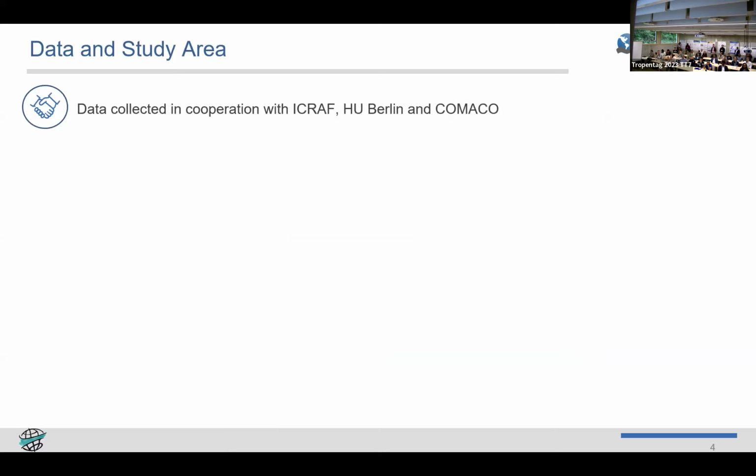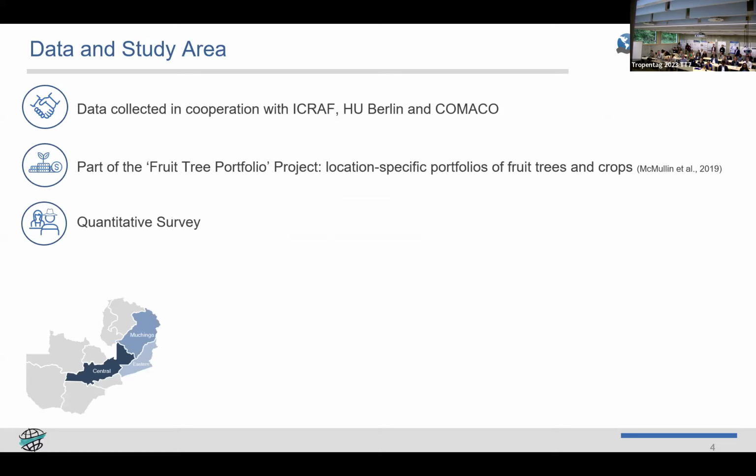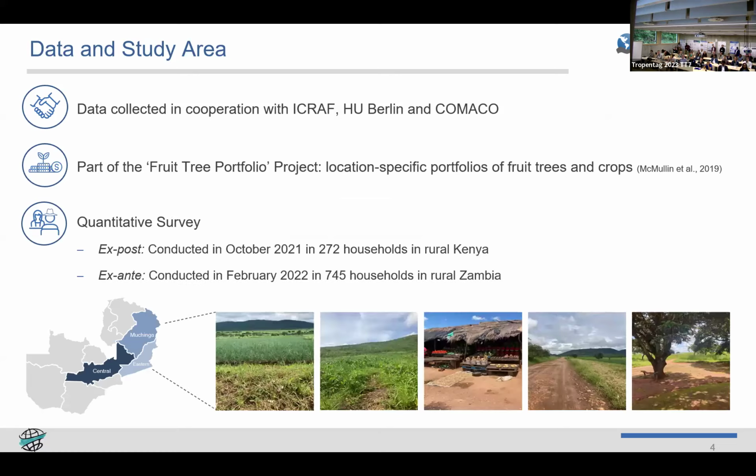The data that we used was collected in cooperation with ICRAF, the Humboldt University in Berlin, and Comarco, and it's part of the Fruit Tree Portfolio project. We mainly include two quantitative surveys here. First, we have an ex-post survey from rural Kenya. Here the project was implemented already, and a survey was conducted afterwards. So we know how many households adopted and what the characteristics of these households are. We mainly use this as a secondary data set in our model, to get a better understanding of how the adoption process is affecting the households.